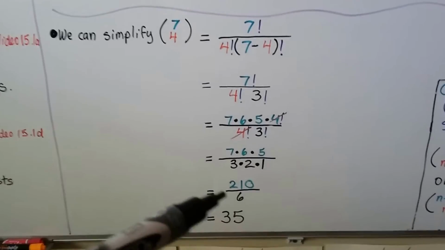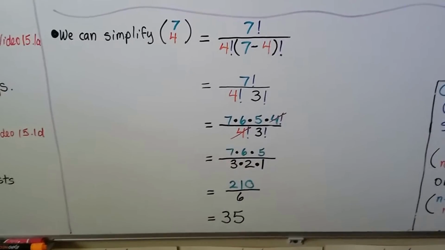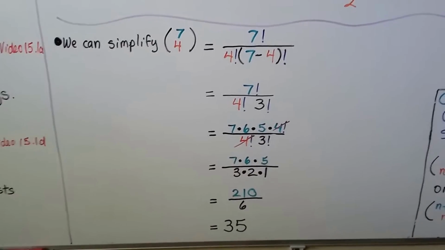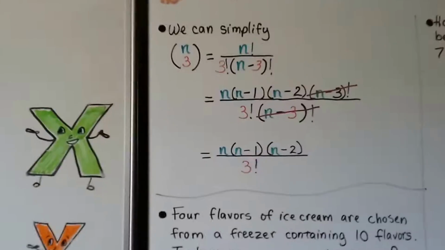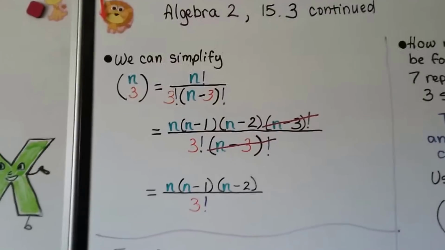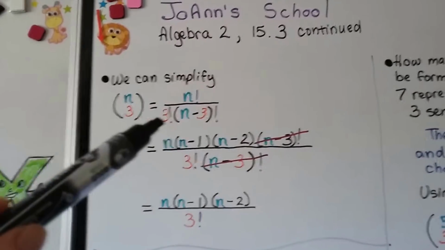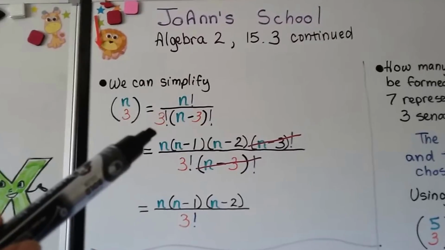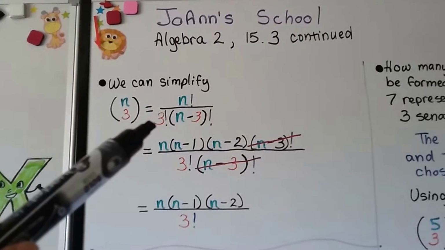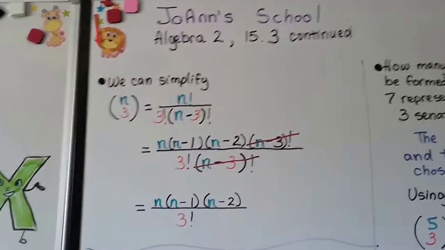That means we have 210 divided by 6, which gives us a 35. All right? I've got a lot more for you here. We can simplify n choose 3. We've got n factorial. The 3 is our r. So we've got n factorial divided by 3 factorial times n minus 3 factorial.